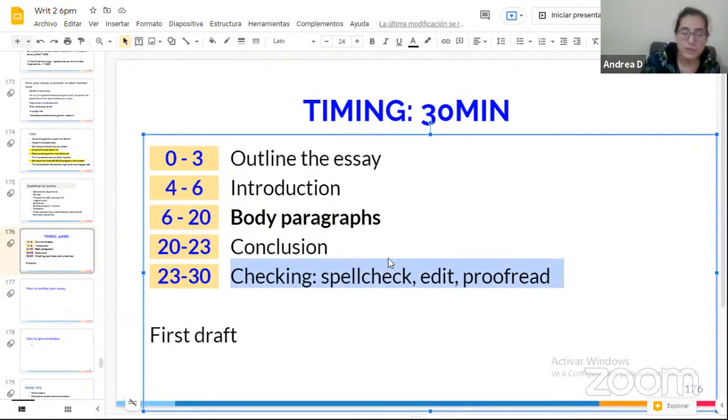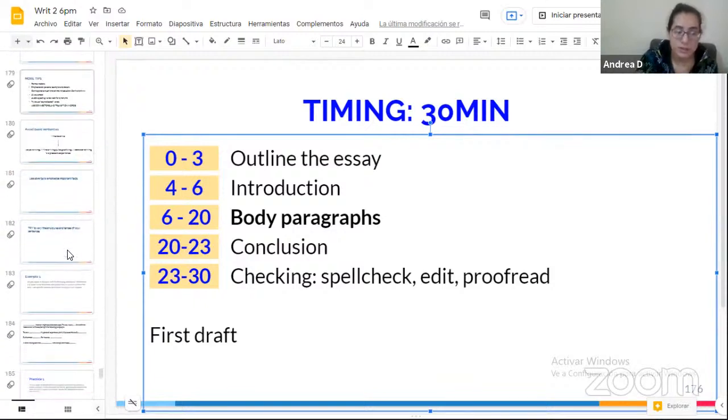Remember, I would say 30 minutes is more than enough in this case. In the other writing, maybe 20 is not that much, but I would say that 30 is a good number here. So you have enough time to write the essay, check it, and submit it. Okay, so any questions before we look at the example?